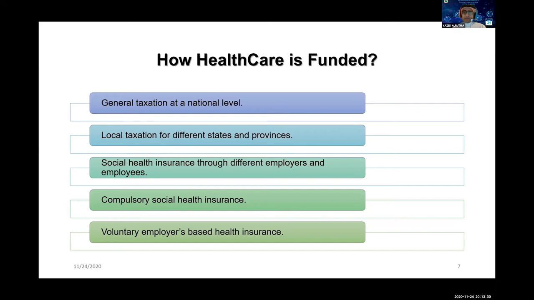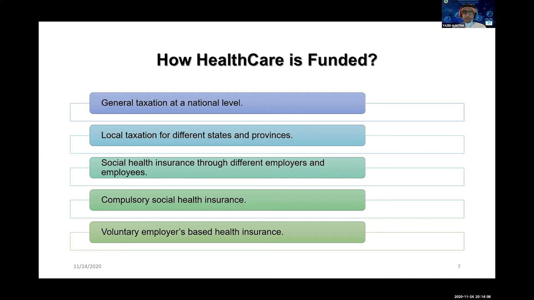If we think about the CMS, the Centers for Medicare and Medicaid Services, Medicaid is a kind of insurance for impoverished people, and is mostly funded from local taxes at the state level, for the most part. Social health insurance is funded through different employers and employees. This is the case here in Saudi Arabia, where employers are required to provide or buy health insurance for their employees, something whose impact we have seen on the utilization of different pharmaceuticals ever since it came into effect almost a decade ago.